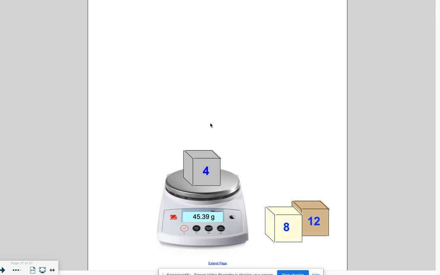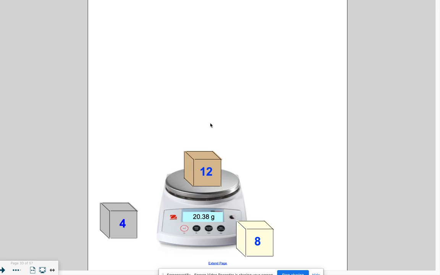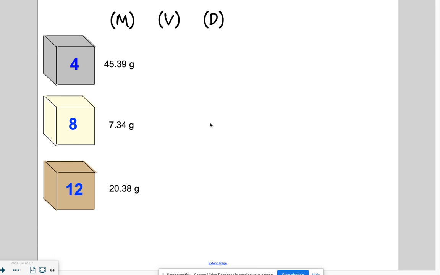We're going to put block number 4 on the scale, and we get this measurement, 45.39 grams. Then we're going to put block number 8 on the scale, and we're going to get a measurement of 7.34 grams. And finally, we're going to put block number 12 on the scale, and we're going to get a value of 20.38 grams. All right, we probably should record that information.